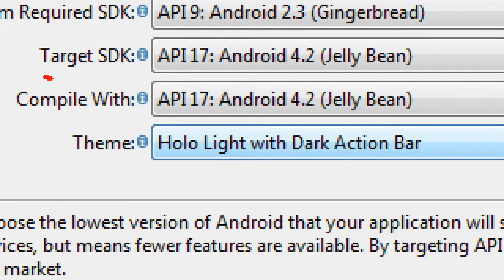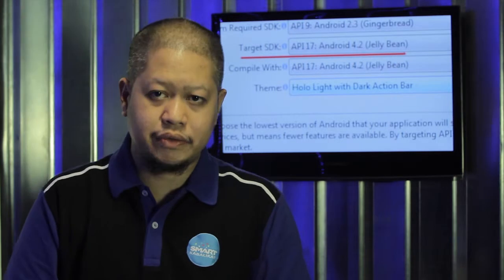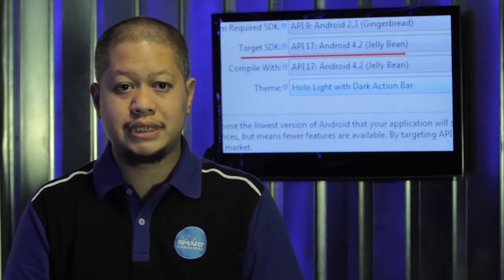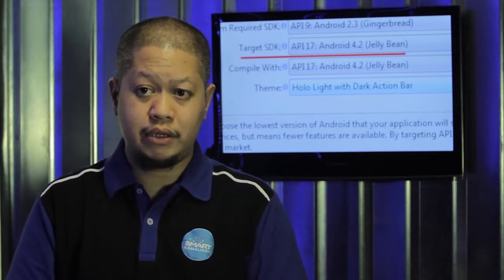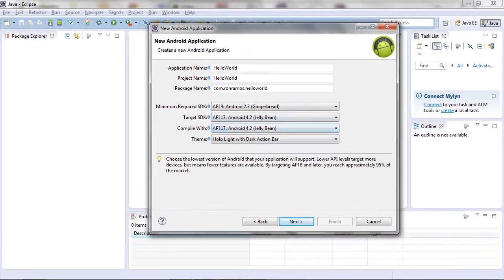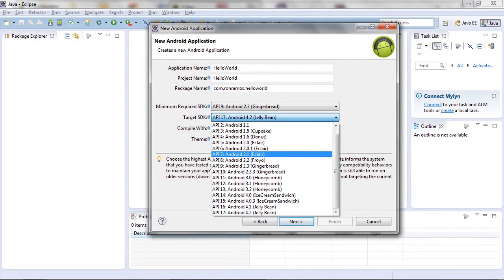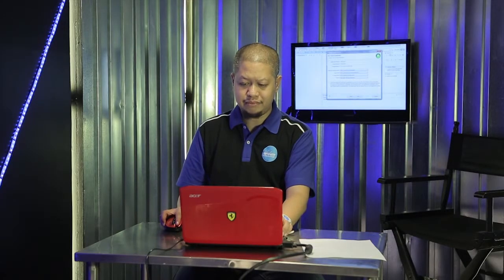Target SDK, on the other hand, is the ideal operating system that you want your app installed on. So we've all heard about Ice Cream Sandwich, and of course, Google's latest and greatest at this point in time, which is Jelly Bean. You either target Jelly Bean or Ice Cream Sandwich. If you ask me, I'll target Ice Cream Sandwich because most devices right now on the mid to high end carry that particular operating system. In a few months' time, this will be Jelly Bean, but as of this moment, Ice Cream Sandwich is a good choice for your target SDK.